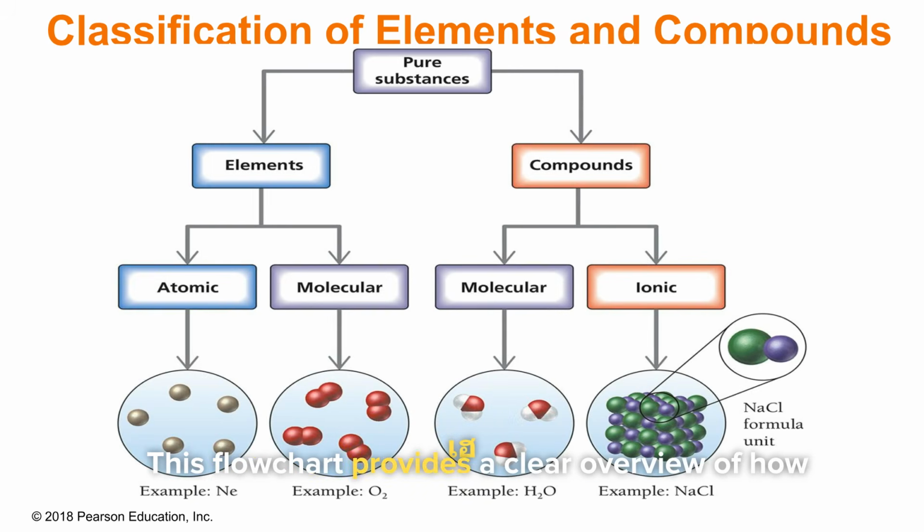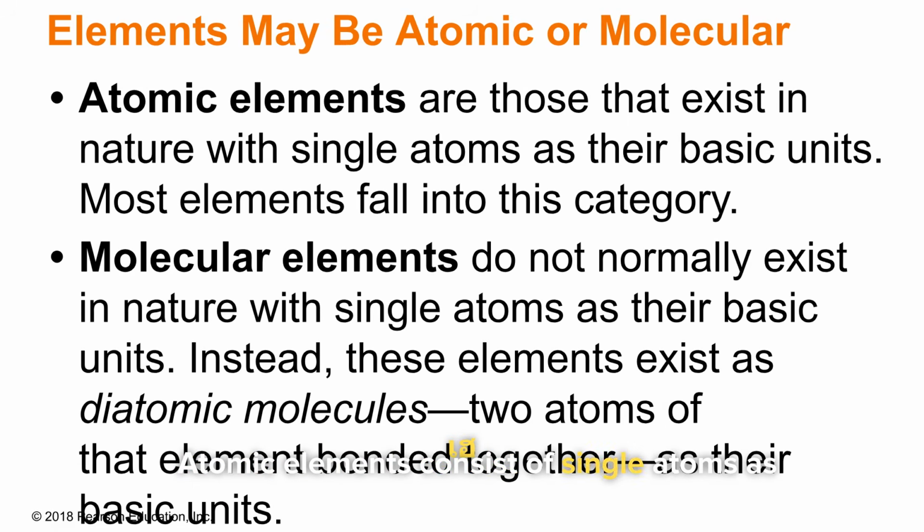This flowchart provides a clear overview of how elements and compounds are classified. It visually maps out the breakdown from pure substances to atomic or molecular elements, and from there to molecular or ionic compounds. Atomic elements consist of single atoms as their basic units, which includes most elements on the periodic table. Conversely, molecular elements typically do not exist as single atoms in nature, but instead as diatomic molecules where two atoms of the same element are bonded together.